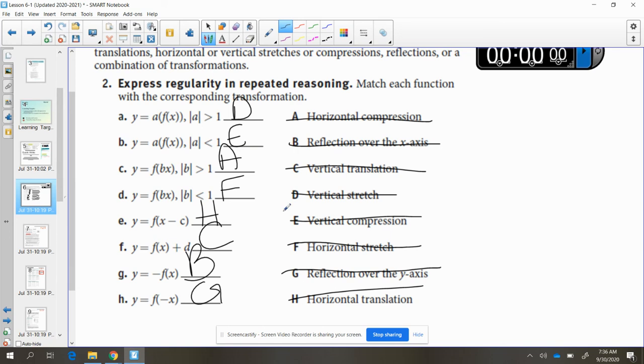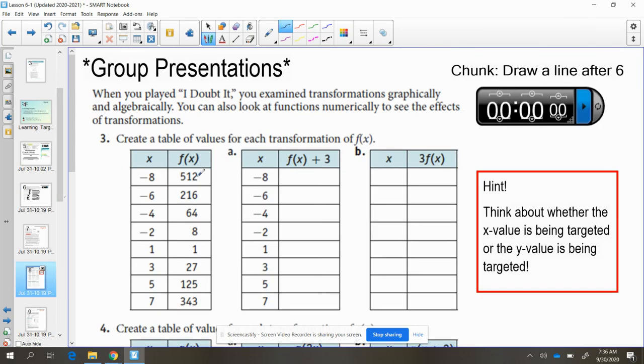Now, we're going to skip the next page, but moving on to look at page 79. What's going on with each of these? Well, if you are adding 3 outside, this is a vertical translation, we said, and if we're multiplying by 3 on the outside, this is a vertical stretch. So what's going to happen each time here is these vertical movements are affecting our y values.